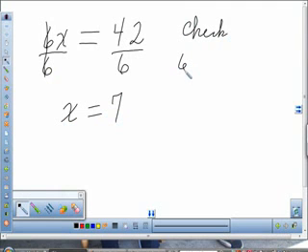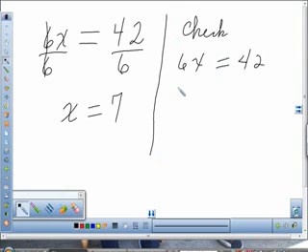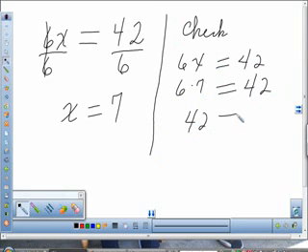Checking it, I've got 6x equals 42. What am I going to put in for x? 7. So I'm going to take 6 times 7, and I want to know if it equals 42. And sure enough, 6 times 7 is 42. It checked, so what is your answer? Is your answer 42 or 7? 7. It's what the x was equal to. Questions?